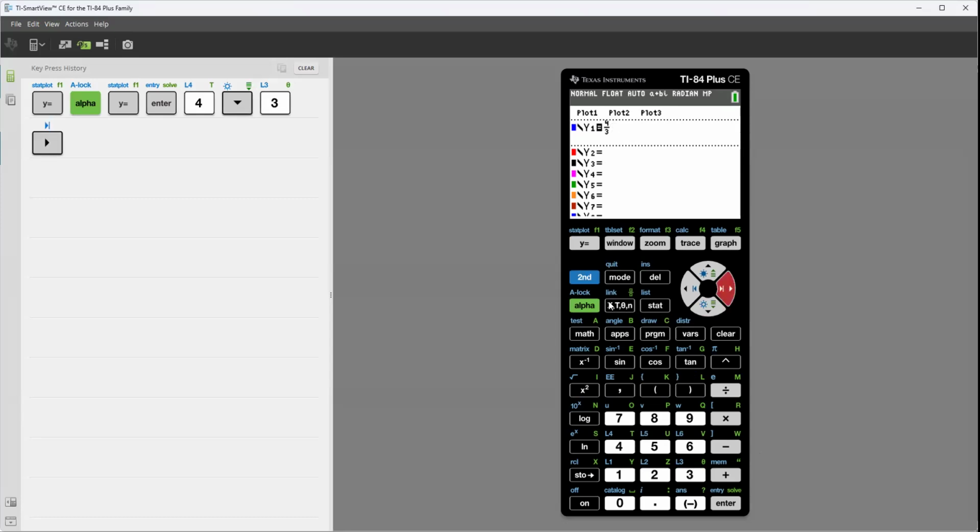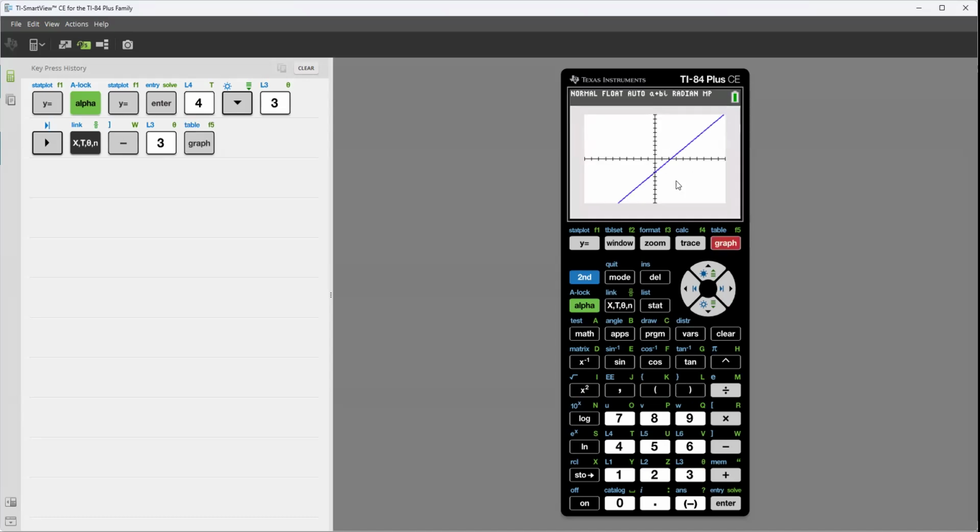Now, the quickest way to get the X is the button right by the green alpha button, the X, T, theta, n button. If you click that, it'll put an X up there. And then I just need to do -3. So I've got my calculator showing the exact equation. Y1 equaled 4/3 X minus 3. So let's look at a graph and see what it looks like. So y'all, there's our graph we just did.